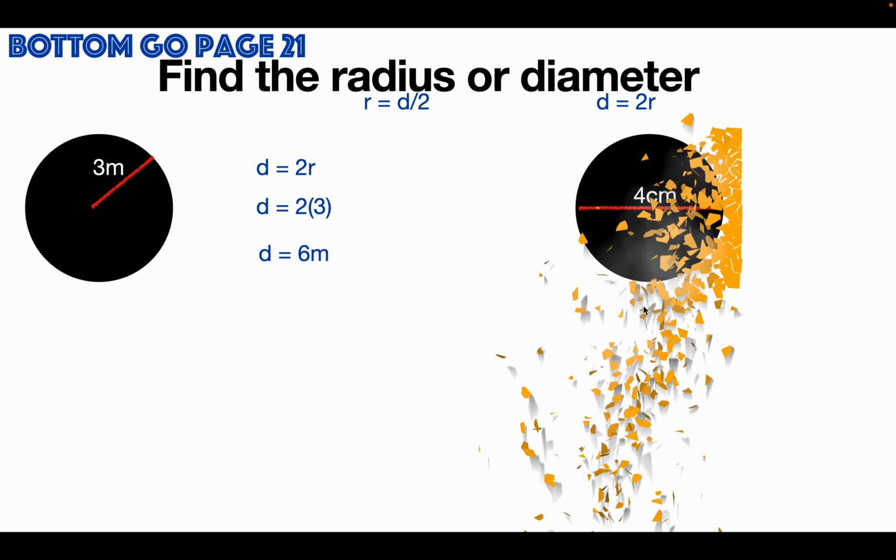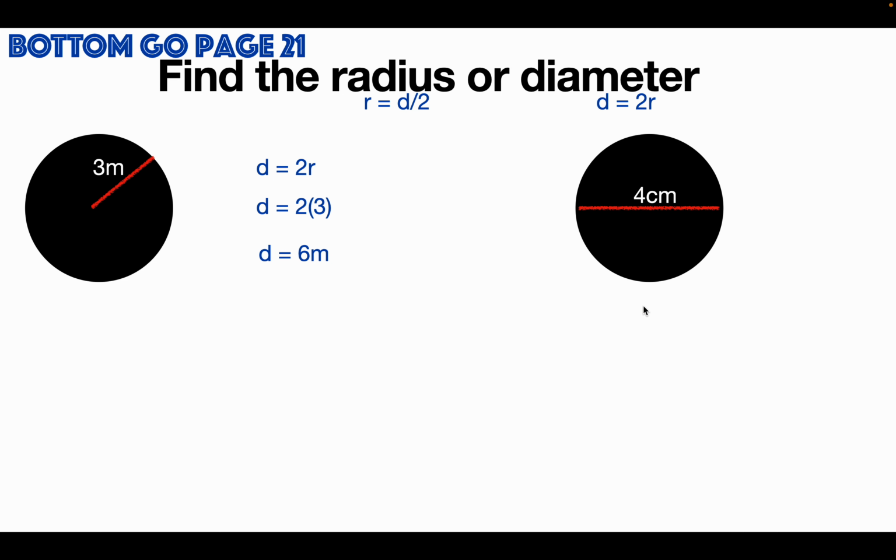The next one, it gives us the diameter. So that means we need to find the radius. Radius equals the diameter divided by 2. So we write our formula, and we plug in our numbers. And then we do our math. Radius equals 4 divided by 2. 4 divided by 2 is 2. So the answer is 2 centimeters.